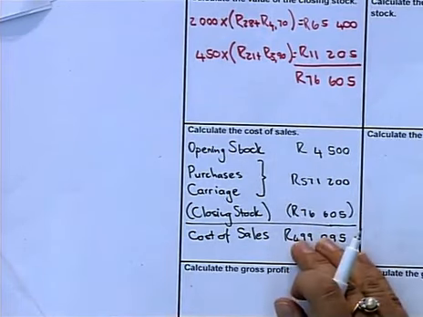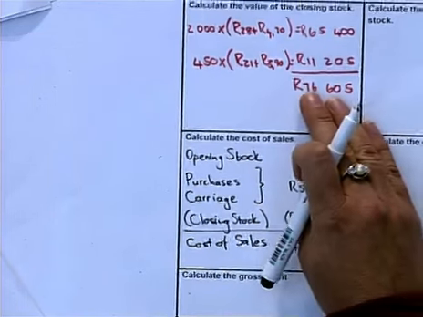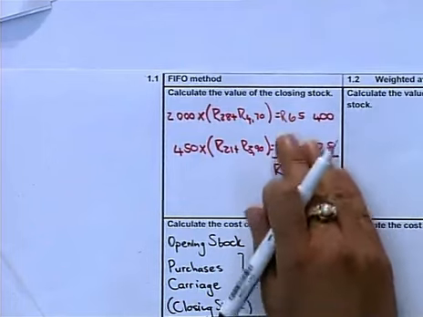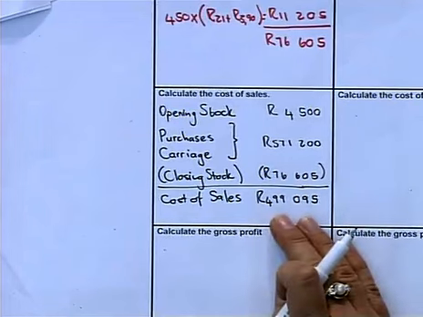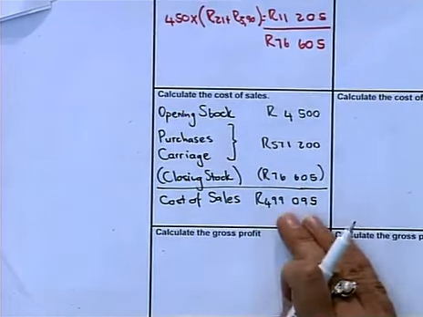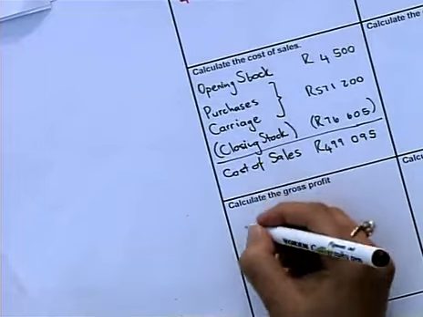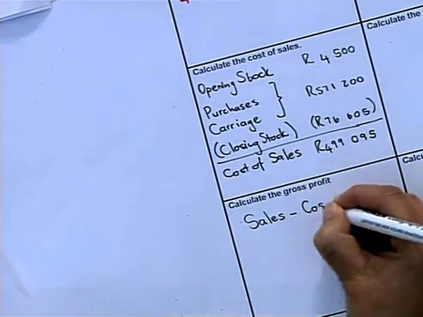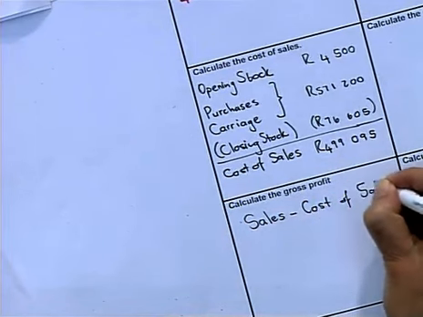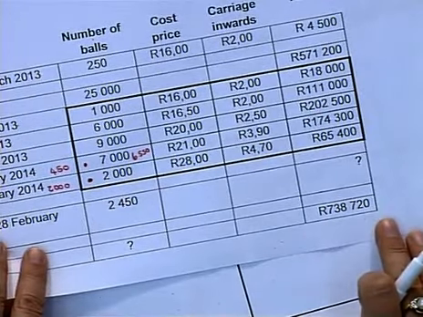using the FIFO method. So now I have my value of closing stock. Because I have my value of closing stock, I could calculate cost of sales. And because I now have cost of sales, I can, that's the next question, calculate gross profit. And gross profit is sales, as you put it in the income statement, minus cost of sales. And in the information, they provide me with a sales figure. They say it was 738,720.